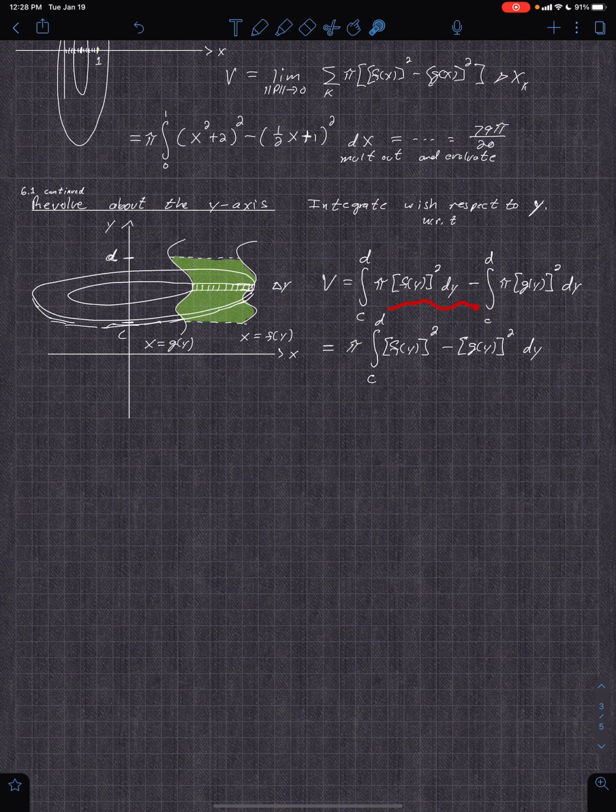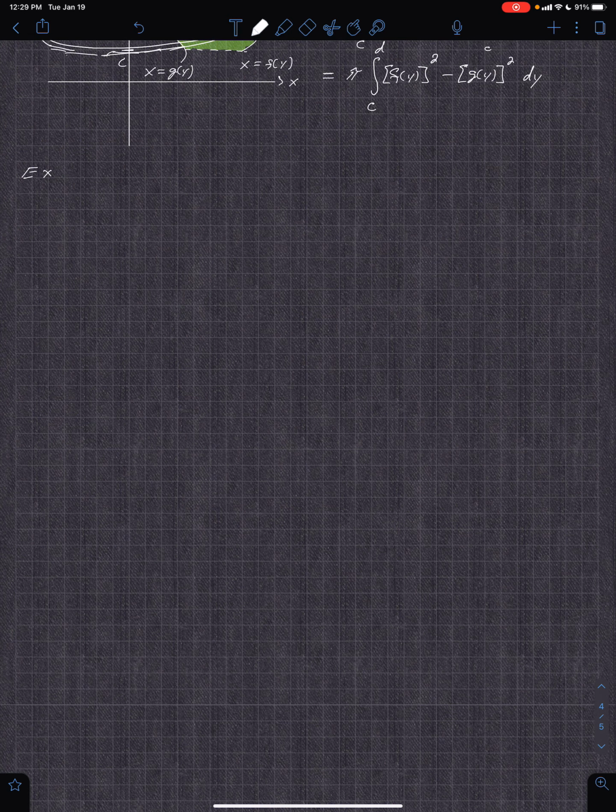Okay, let's look at an example of this. So find the volume by revolving the area defined by y equal to 1/8 x cubed, y equal to 2x, about the y-axis.